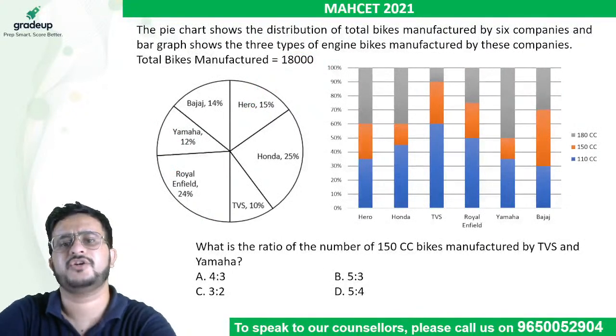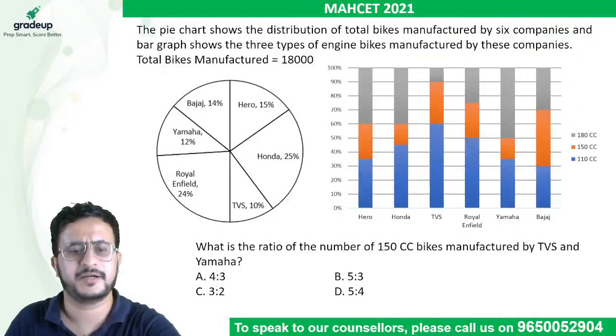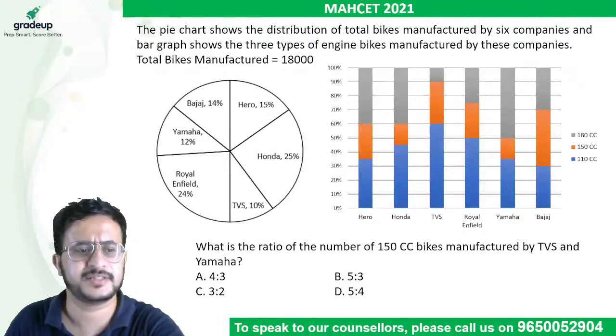Okay, what is the ratio of number of 150cc bikes manufactured by TVS and Yamaha? That's an easy question.